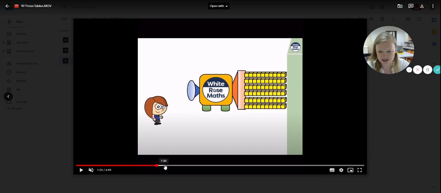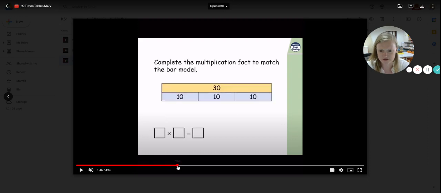Okay, I'm going to show you something a little bit different now. This is a bar model. Do you remember what a bar model is? If you've forgotten, it's a pictorial representation of the equal parts of a whole. In this bar model, we have divided 30 into 3 lots of 10.